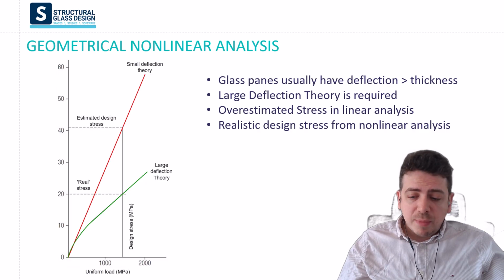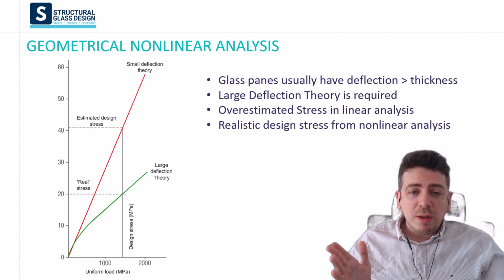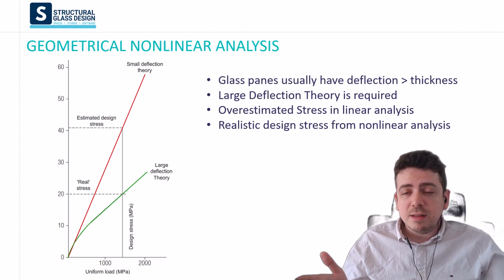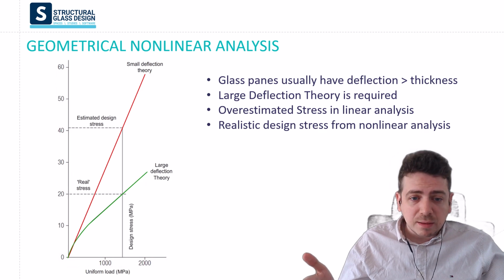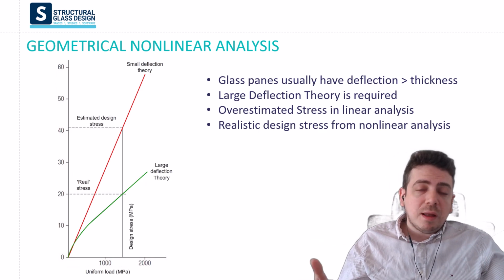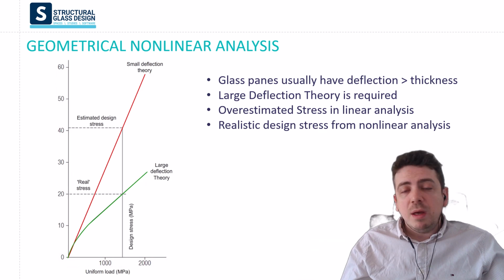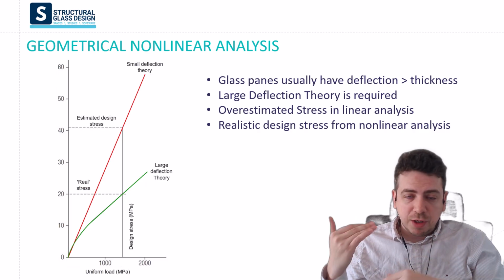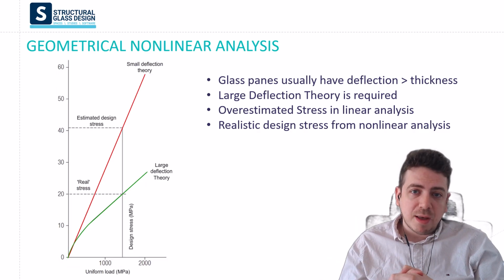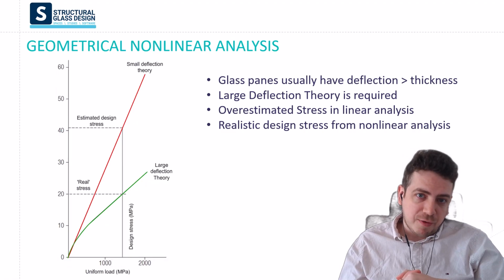So for the current situations, there are just some simple provisions which might differ from country to country. What is specific about the glass? We need to perform geometric nonlinear analysis most of the time because of the slender panels, which means that we need to take into account the deformed shape, which generates an arch and additional capacity. So this means that we need to perform the analysis using large deflection theory.